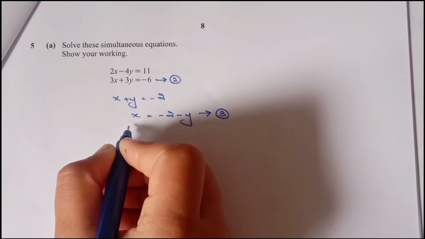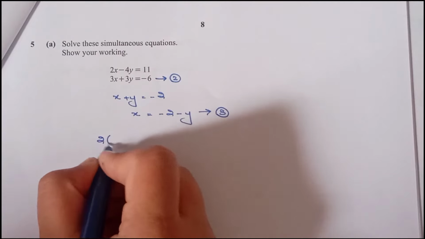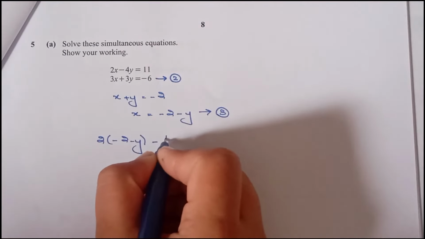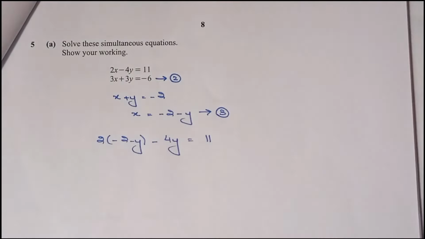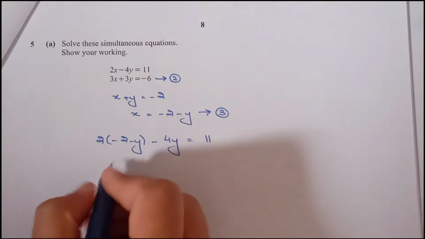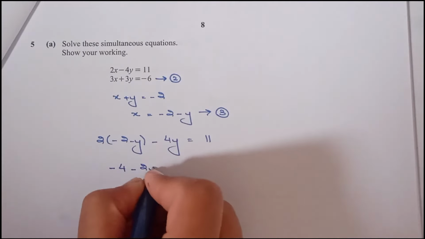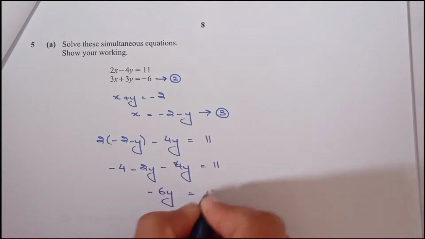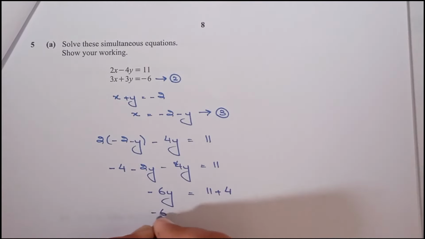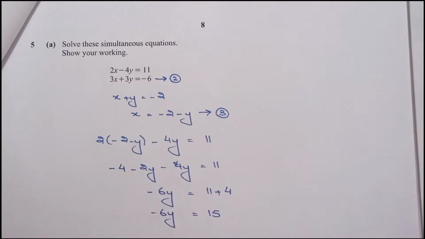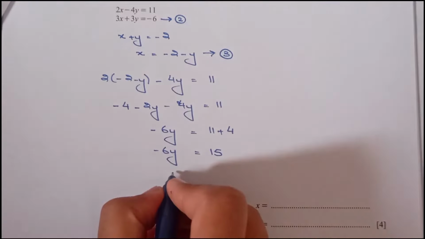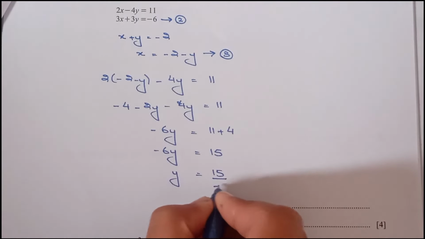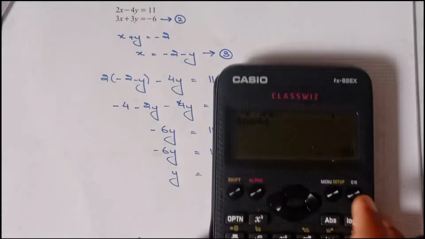Now I would like to substitute that x value into my first equation. It would be 2 times x minus 4y equals 11. Now let me solve for y. So 2 times -2 is -4, -2y, -4y would be equal to 11, so -6y would be equal to 11 plus 4. So -6y would be equal to 15, and from here the y value would be 15 divided by -6. So 15 divided by 6 would be 2.5, and -2.5 is the value for y.